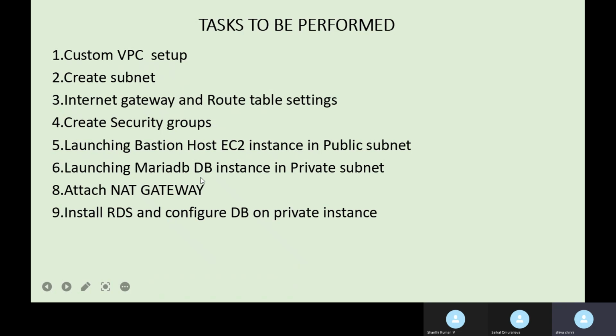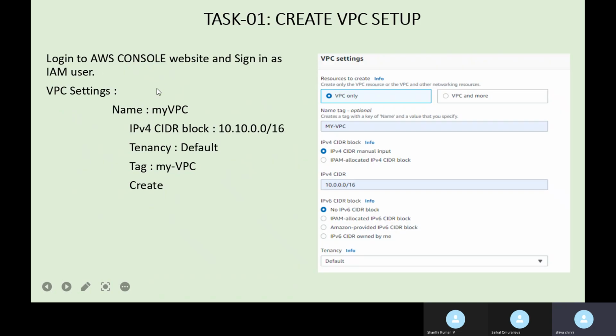Then we need to launch a MariaDB instance in the private subnet, and we need to attach a NAT gateway in order to route the traffic to the private subnets. Then finally we need to install the RDS and configure this DB on the private instance. So the first step is creating the custom VPC. So this is task 1, creation of the VPC setup.